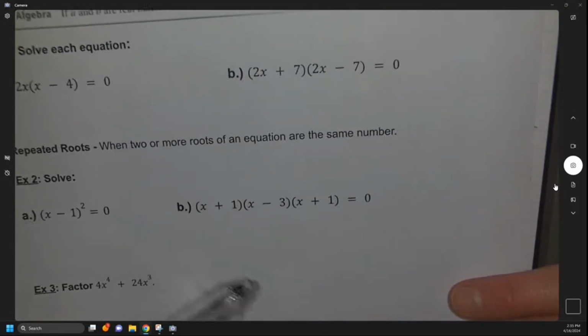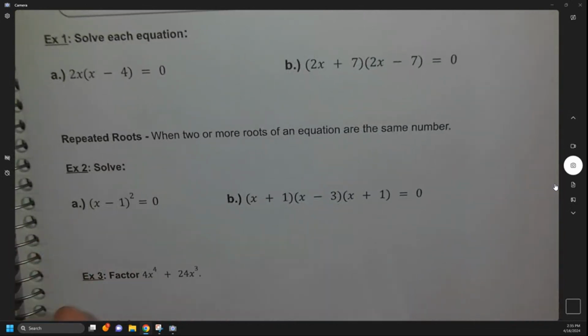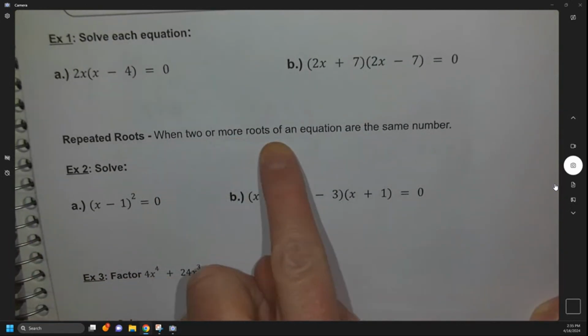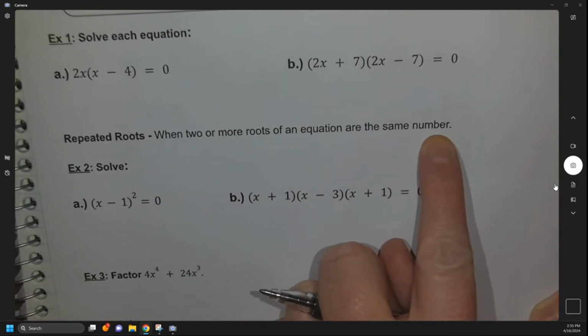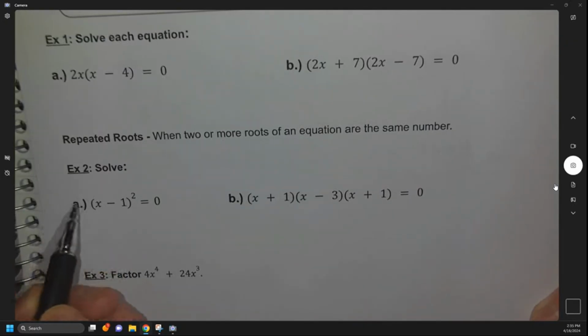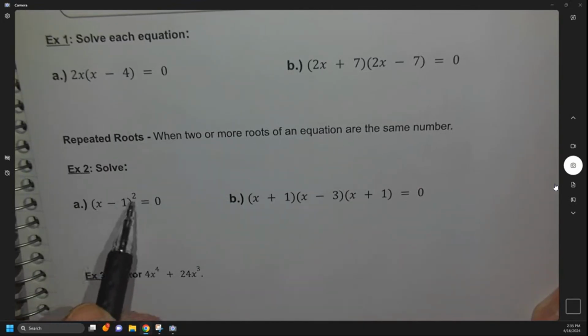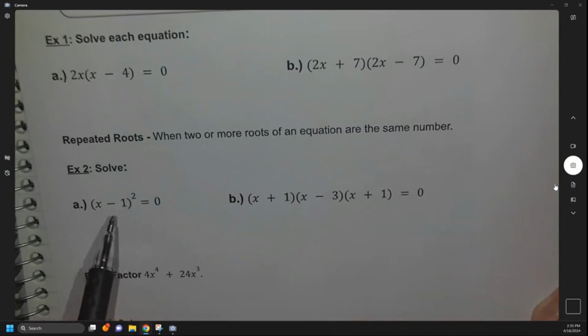Now, sometimes we have repeated roots. And what that means is when you have 2 or more roots of an equation that are the same number. So, for example, if I look at example 2 here, and it's asking us to solve these, I have x minus 1 squared. So that means that both factors in this would be x minus 1 because it's raised to the second power.